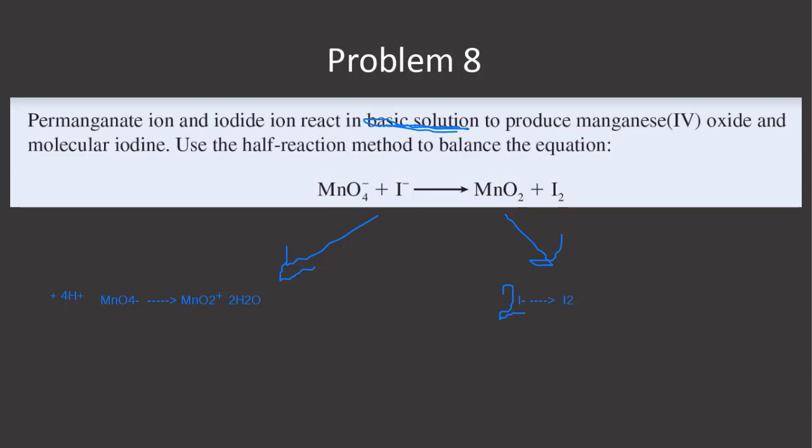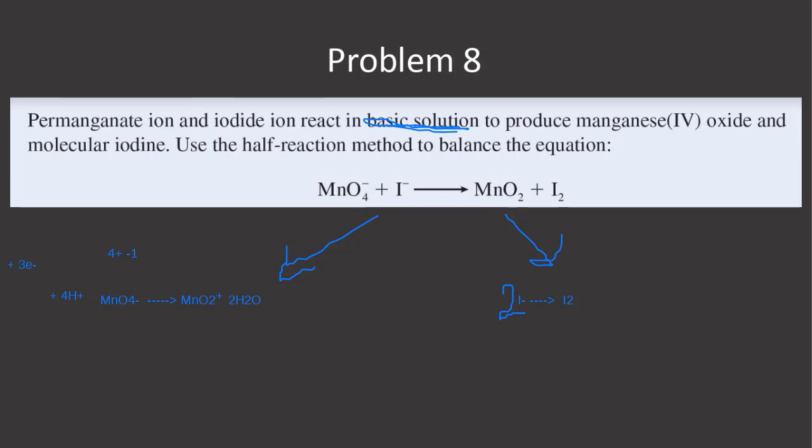So let's look. We have no charge on the right side, but we have a 4 plus charge minus a 1 charge, right? And so then we add 3 electrons. So we have 3 plus, but 0 on the right side.